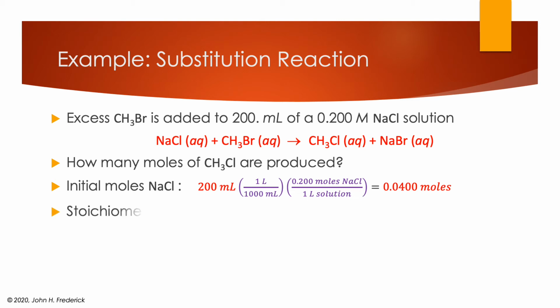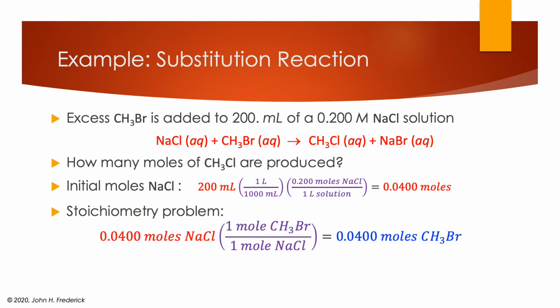So now we can use that to do our stoichiometry problem, and that becomes the thing that we have, and the thing that we want is how much of the product, the methyl chloride, is produced. So it looks like this. We have 0.04 moles of sodium chloride. We're going to use the mole ratio from the balanced chemical equation. In this case, it's very simple. It's 1 to 1. And that's going to end up giving us 0.04 moles of methyl chloride. Again, our conversion factor is simply the mole ratio from the balanced chemical equation.